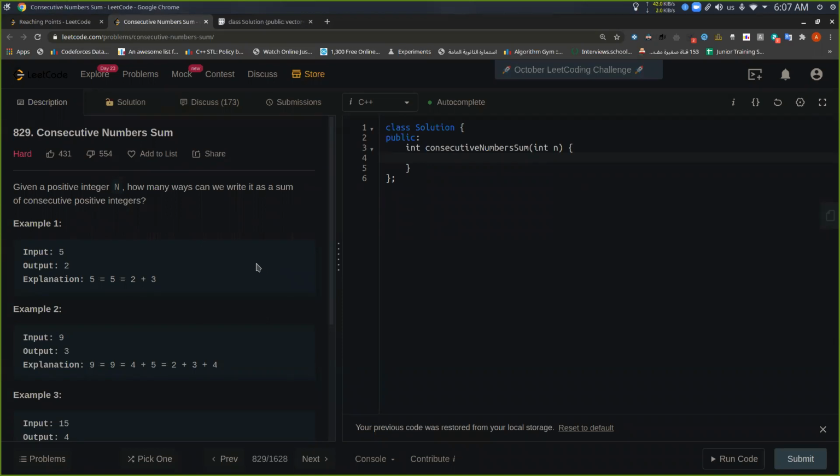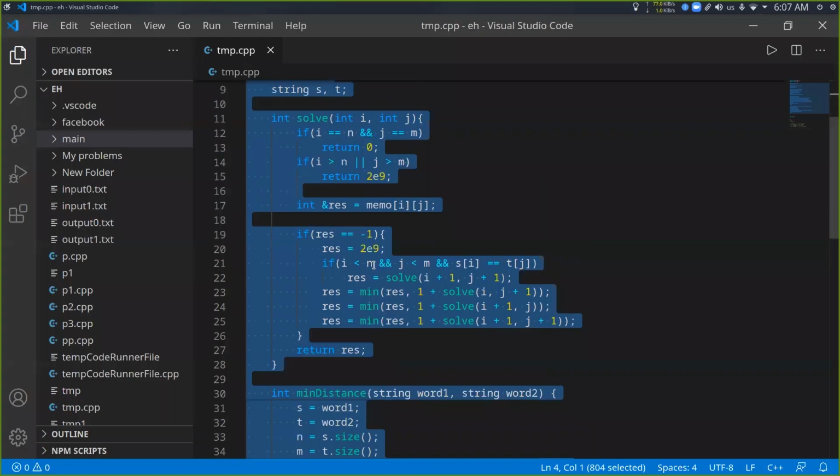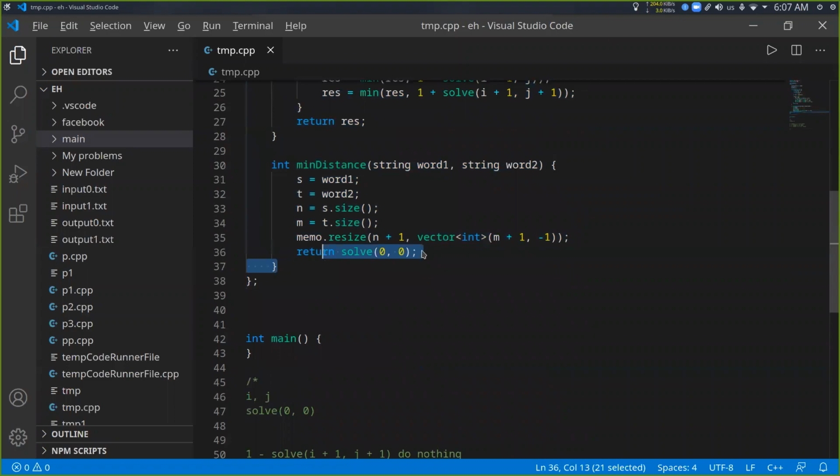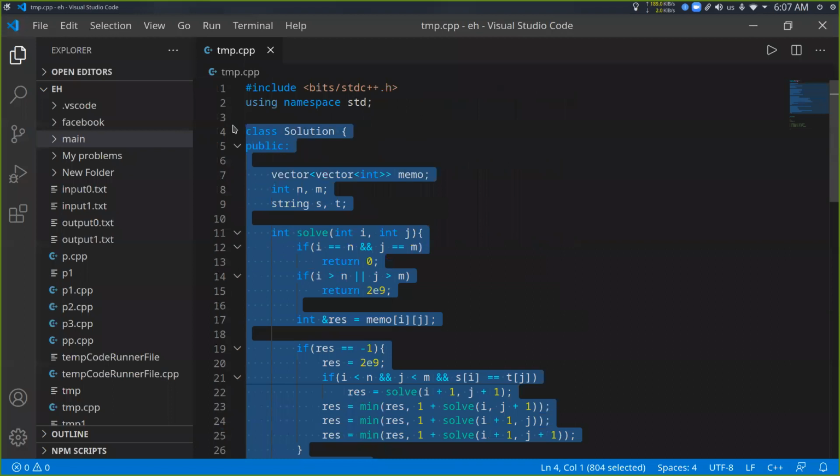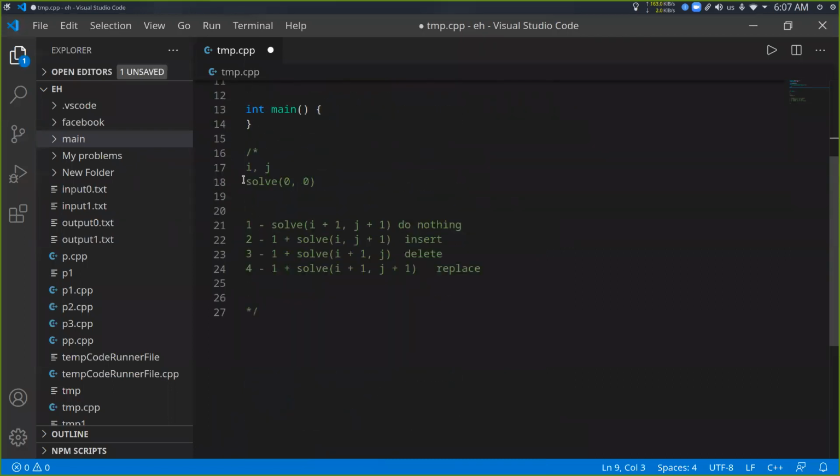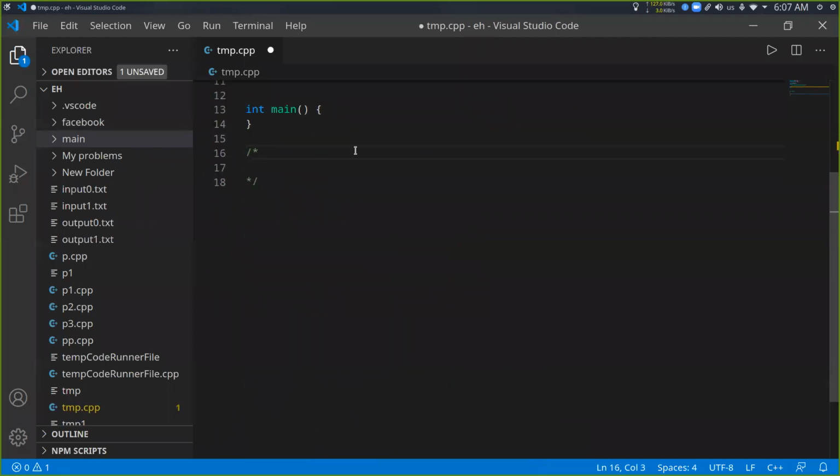So the problem says, given a positive integer n, the question is, how many ways can we write it as a sum of consecutive positive integers? For example, we're given 10. So how many ways can we write 10 as consecutive positive integers?